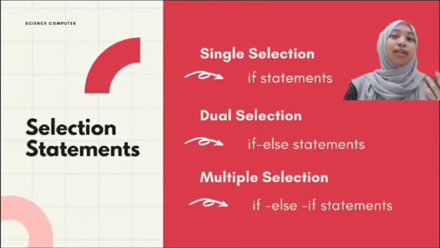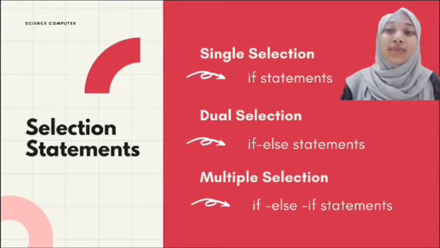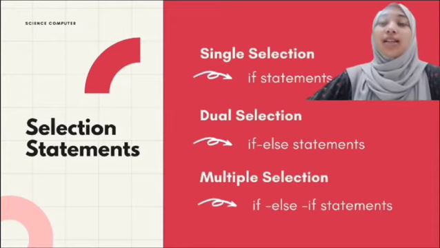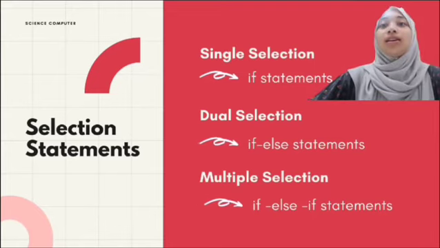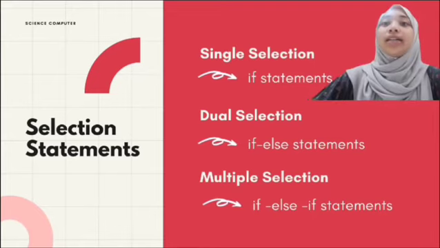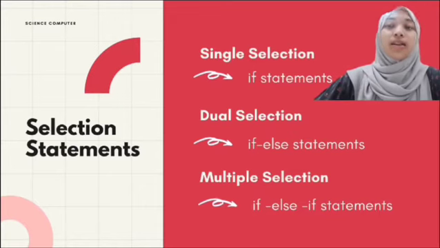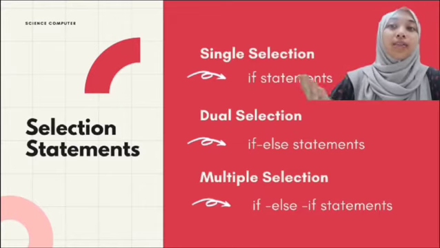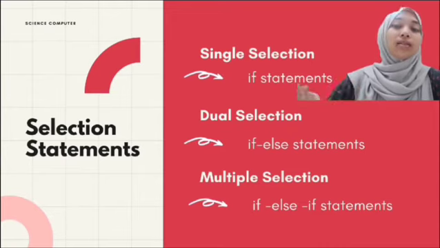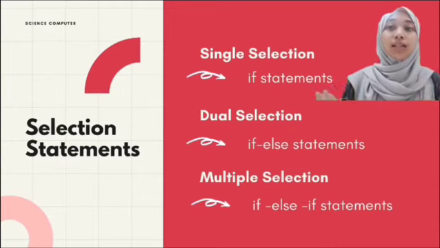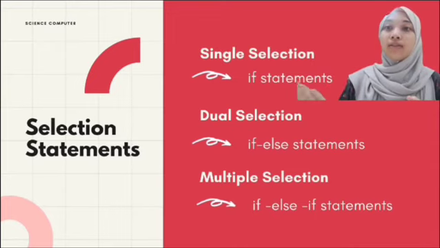Then we look at the selection statements. A selection structure can be represented using 3 Java statements. First, single selection: if. Second, dual selection: if else. Third, multiple selection: if else if.